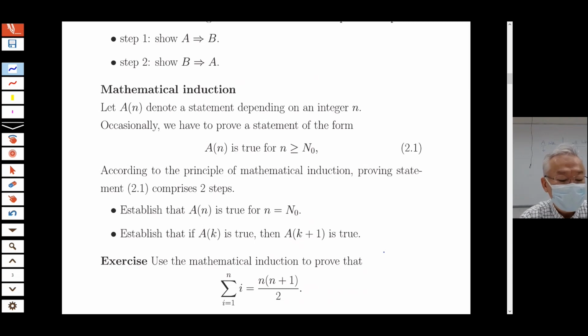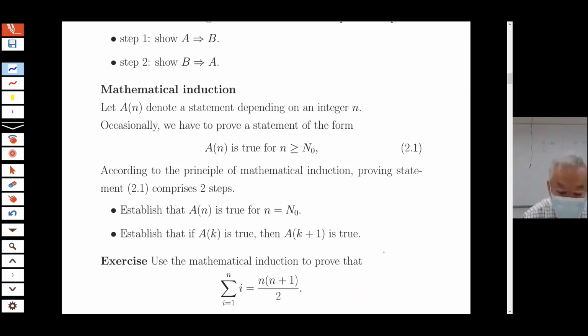Now we come to the last type of mathematical statements for this topic. There are many occasions in which we make a statement in terms of an integer, and this statement is true for many values of the integer n. So we write A(n), which means the statement A depends on the integer n. A(n) is true for the integer n greater than or equal to n naught. Usually it's 1, 2, 3.